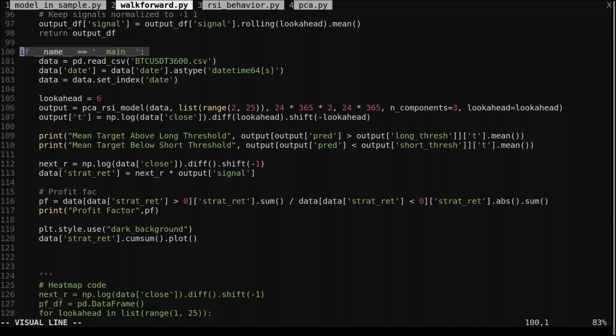Here's the main section of the script. We call the walk forward model function. I again use 2 through 24 for the periods of the RSIs. I use 2 years as the training period, and 1 year for the step size. My first guess was using 3 components with a look ahead of 6. We get the strategy returns by multiplying the return signal by the next log return. Then we compute the profit factor.